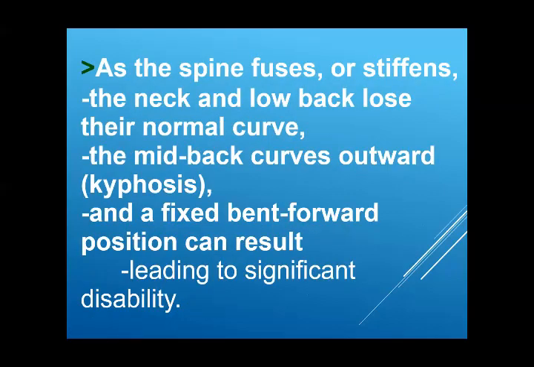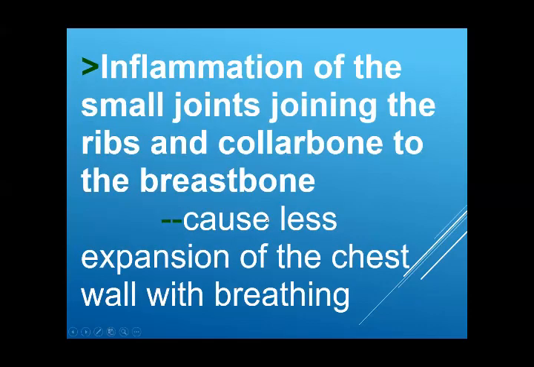limited activity. As the spine fuses and becomes stiff, the neck and the low back lose their normal curve. The mid-back curves outwards, leading to kyphosis, and the patient bends forward, having a very comma sign, that is the comma sign kyphosis, and prominence of the thoracic spine, leading to significant deformity. Inflammation of the small joints, especially the costovertebral joints and the collarbone, can lead to limited expansion of the chest and breathing problems, leading to apical lung fibrosis.